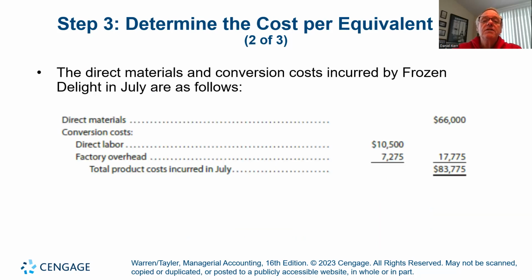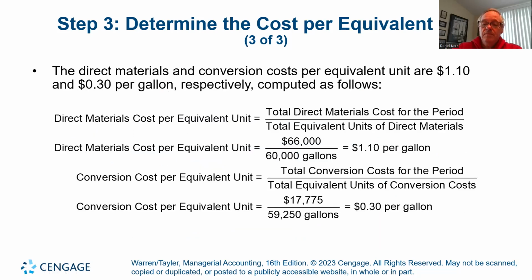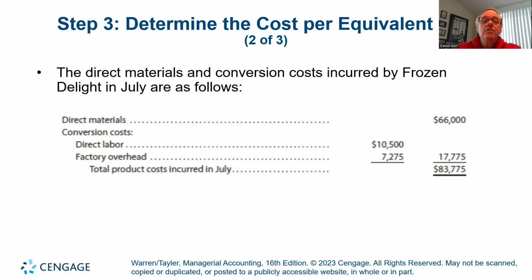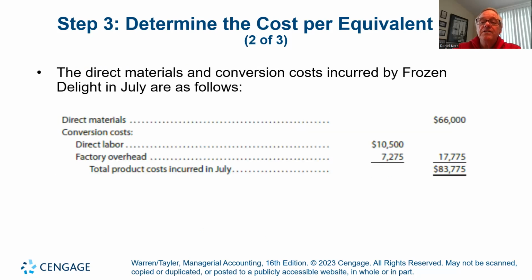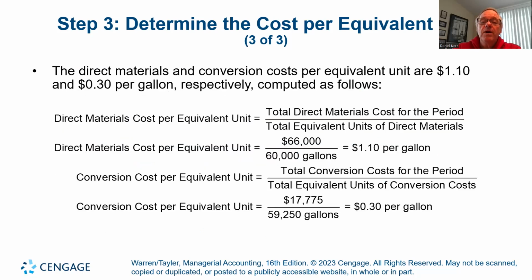So here goes. Here is the beginning inventory, the direct materials and conversion costs that were actually incurred this period. We had $66,000 worth of materials, and we had $83,750 of conversion costs, which were the total of direct labor and factory overhead. So to get the unit cost, my direct materials are 66,000. And we know for materials, we had 60,000 units. So 66,000 divided by 60,000 gallons. So direct materials cost per equivalent unit is $1.10.